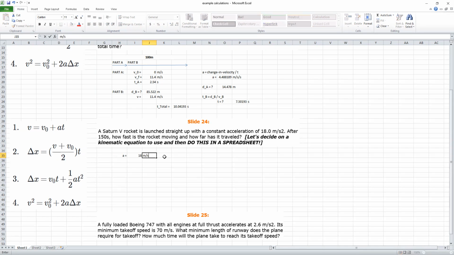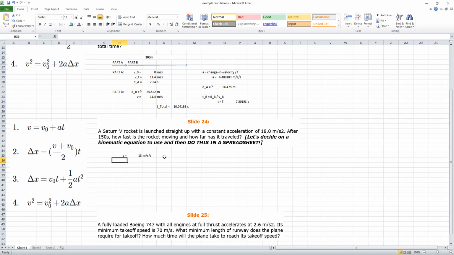So 18 meters per second per second. That's our acceleration. And we assume that this happens during the whole time from liftoff, which we assume that time equals 0 is once it's touched off the ground, not once the rocket's lit, quote unquote, but once it is touched off the ground, we start time.